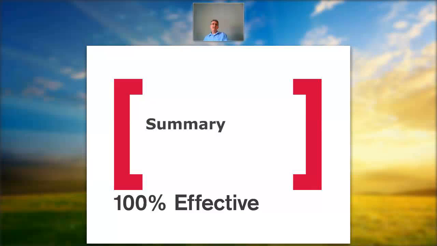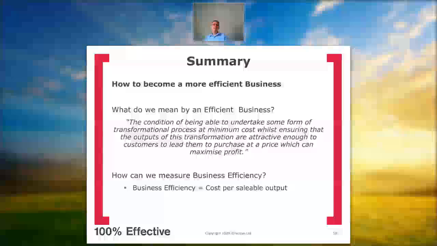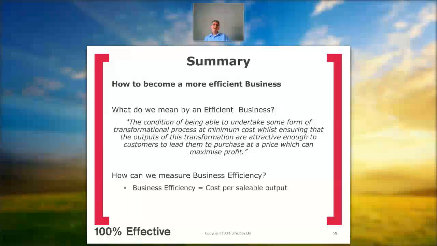So let's just spend a couple of minutes summarising our journey this afternoon. We started off asking ourselves, how do we become a more efficient business? And we've addressed this by asking and then answering some key questions. The first thing we defined was, what do we mean by efficient business? And we defined this as being the condition of being able to undertake some form of transformational process at minimum cost, whilst ensuring that the outputs of the transformation are attractive enough to customers to lead them to purchase at a price which can maximise profits.